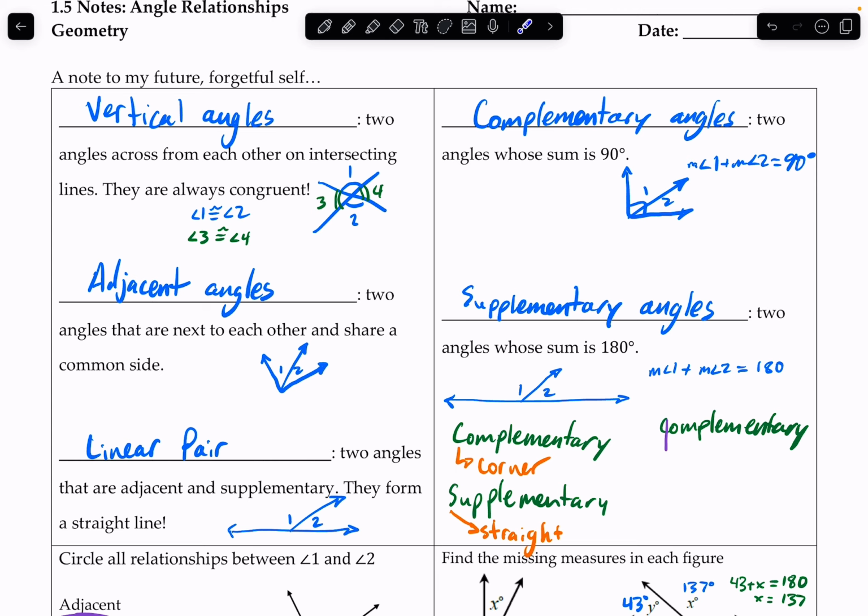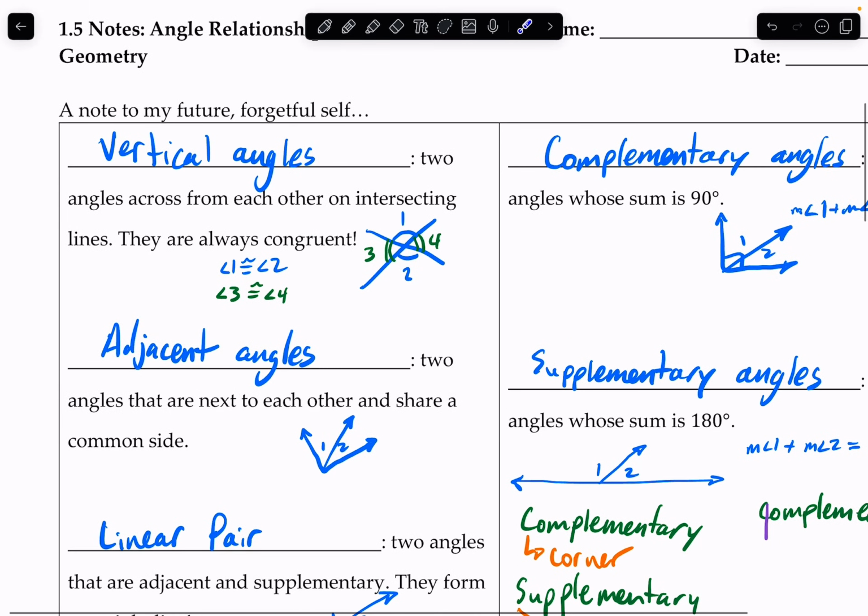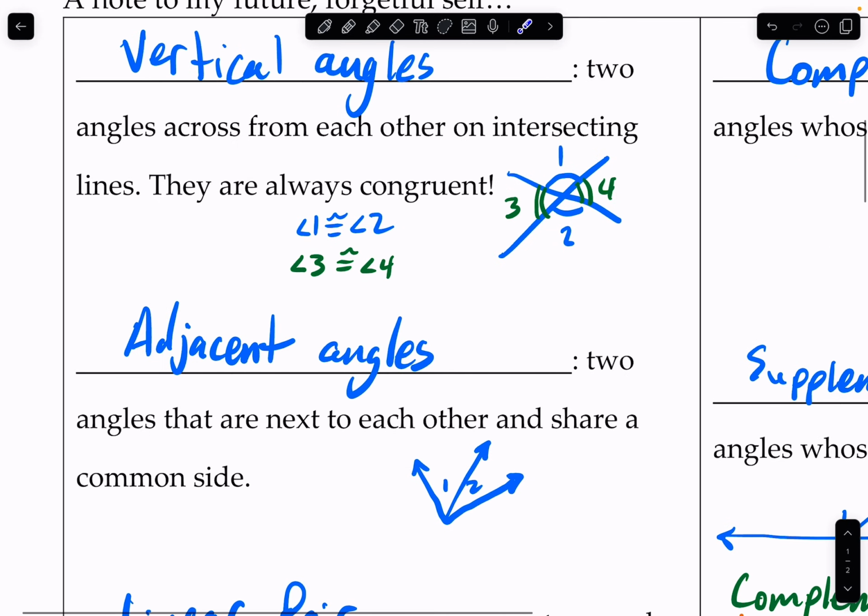So first off, we have vertical angles. Vertical angles are two angles that are across from each other whenever you have intersecting lines. So we have two lines that are crossing here. The ones that are across are considered vertical. So angles 1 and 2 are vertical. Angles 3 and 4 are vertical. What's also convenient about these is that they are congruent. So angle 1 is congruent to angle 2, and angle 3 is congruent to angle 4.